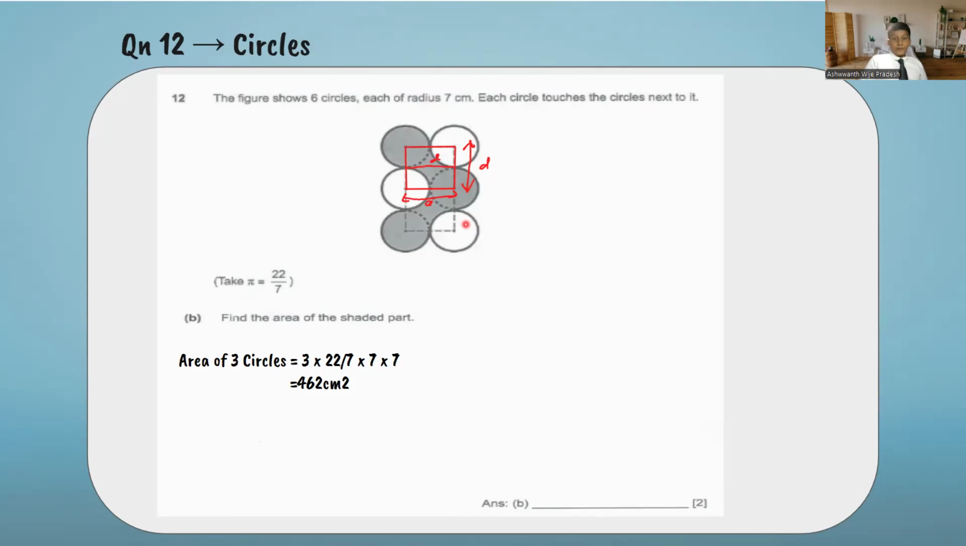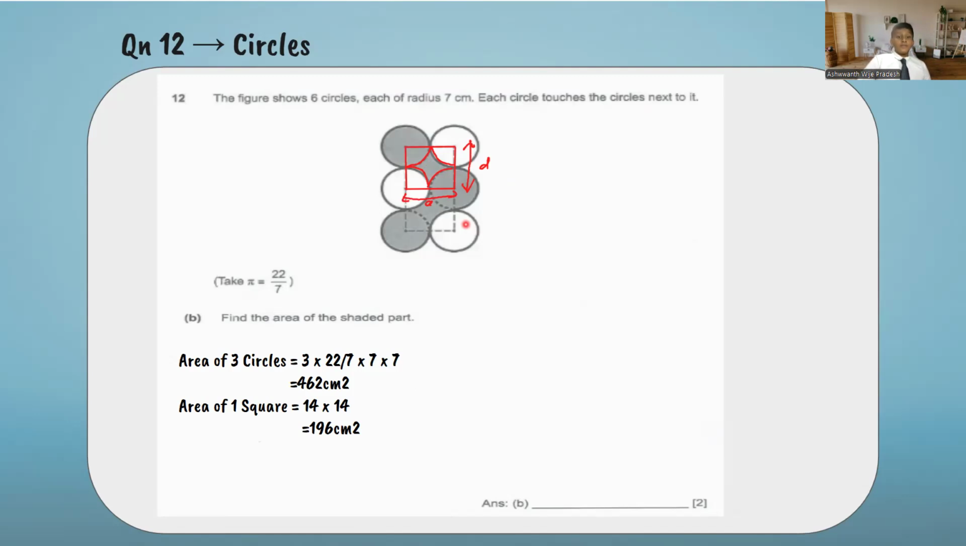Then we can find the area of these quarter circles. So do you realize that when you find the area of the square and minus the area of the quarter circles, you will get this diamond shape? So let's do that now. We'll find the area of the square by taking 14 times 14, which is 196 cm squared.